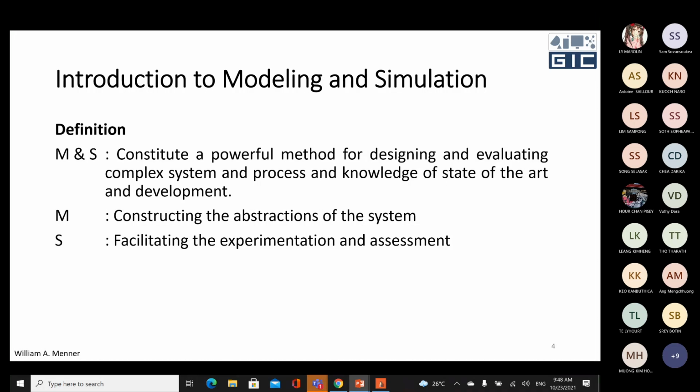But in technical or scientific terms, you can make it as imagination, but you have to have a reference or hypothesis in your system to confirm and convince them that if you produce this kind of system you will get results like A and B, for example. So in this definition, modeling is about constructing an abstract. And simulation is about facilitating the experiment or assessment of the systems.